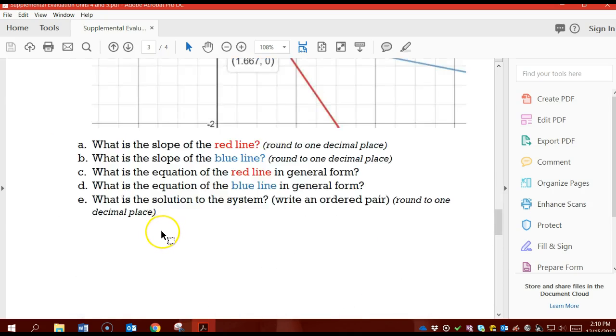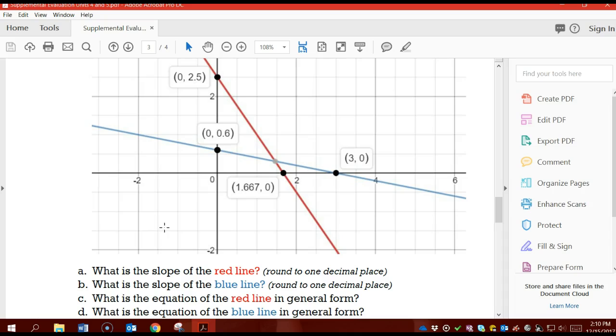Okay, so get that done. Again, I want all your work, I want all your scribbles, and I want a video explaining to me how you came up with all of this stuff, okay?